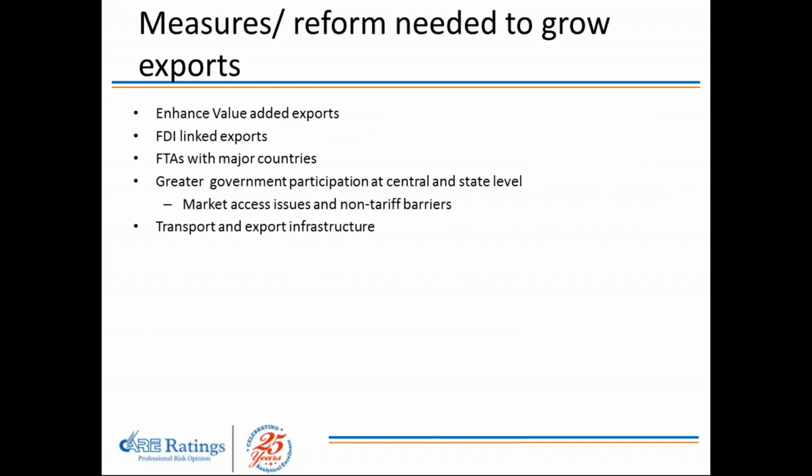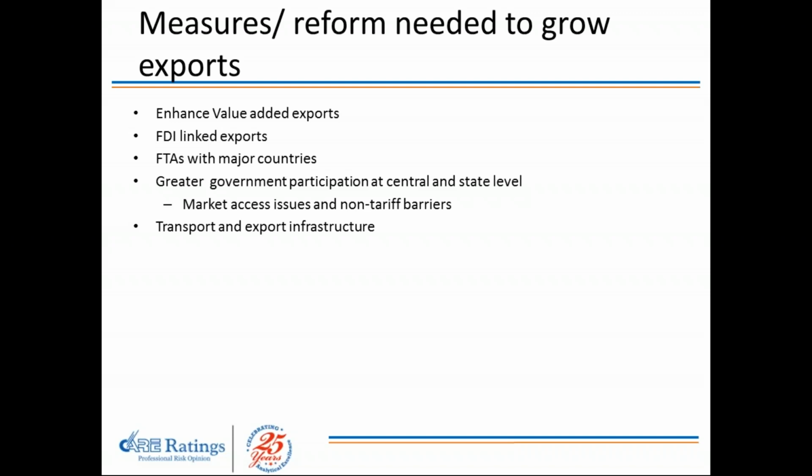Focus should also be laid on enhancing value-added exports. At present, the share of high technology exports in India's manufactured exports is less than 10%, whereas this is over 25% in case of China and South Korea and 47% for Singapore.